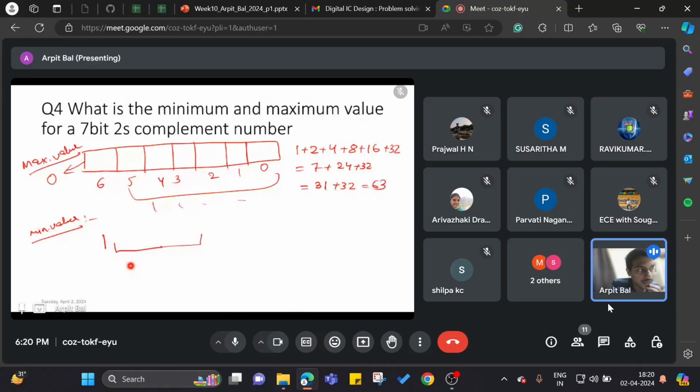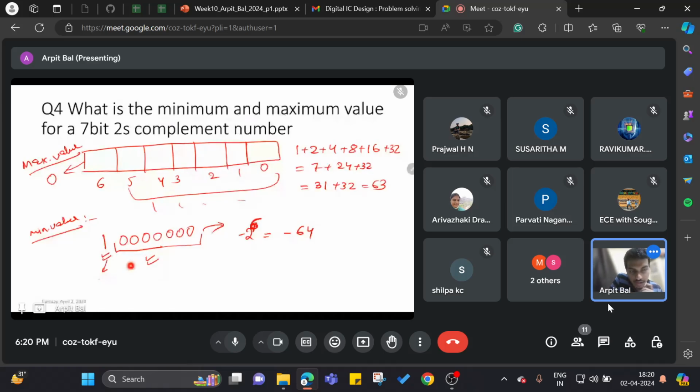So what should be the minimum value then? 1 and all zeros. Okay. So 1 and all zeros is going to give me, this is the 7th bit, right? So minus 2 power 6, that is minus 64. Okay, so this is actually a point of confusion.